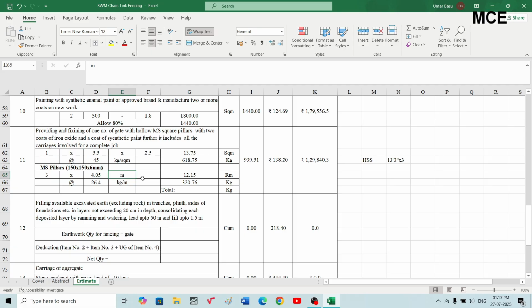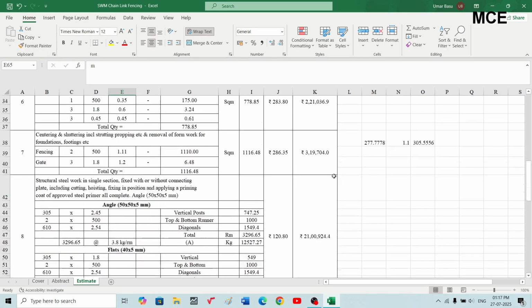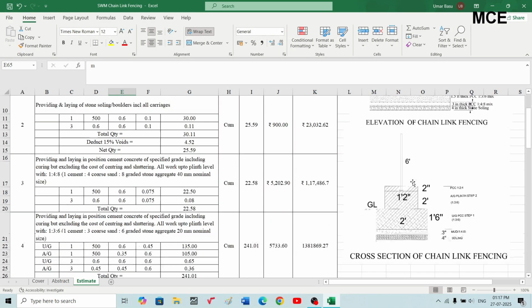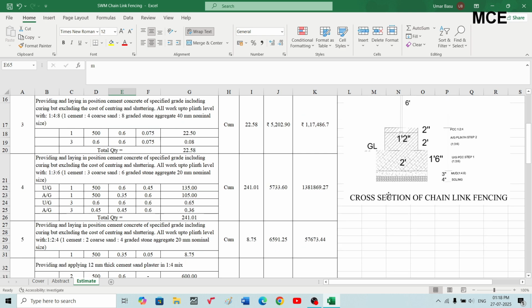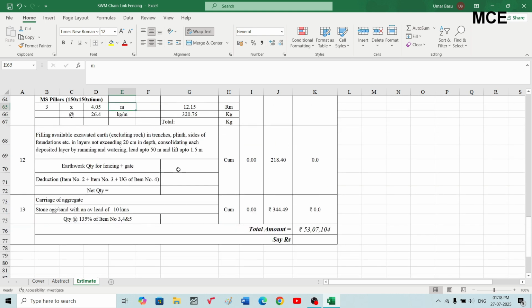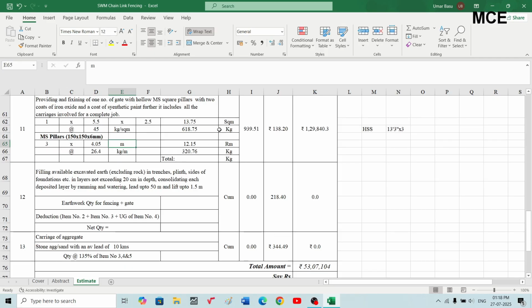Why have I taken it as 13 feet 3 inches? Because first is the height of the gate, and also you have to fix some in the concrete. So in total I am taking 10 feet as the length above the plinth step, and 3 feet 3 inches will be fixed in the concrete block. So the total height of these MS pillars will be 13 feet 3 inches, which is 4.05 meters.